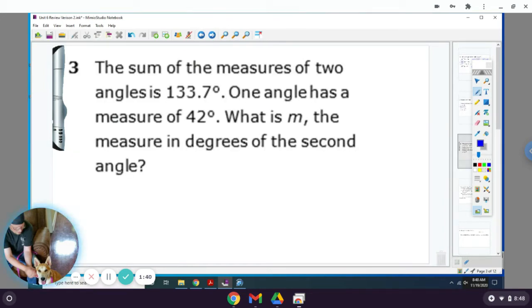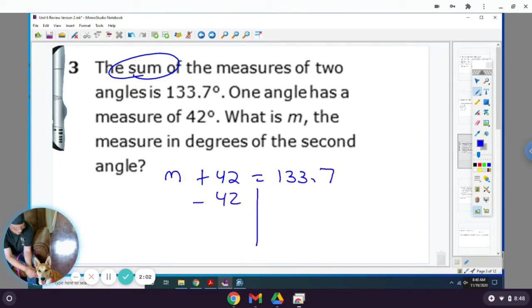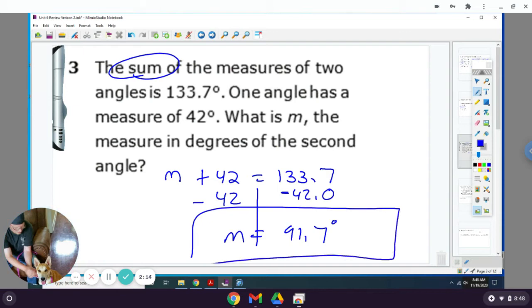The sum of measures of two angles is 133.7. One angle has a measure of 42. What is M, the measure in degrees of the second angle? So sum means to add. So that means they added M, the missing angle, plus 42 to get 133.7. So the way you solve it, you do the opposite, and you subtract 42 from both sides. So 133.7 minus 42 is 91.7 degrees. And that's your missing angle.